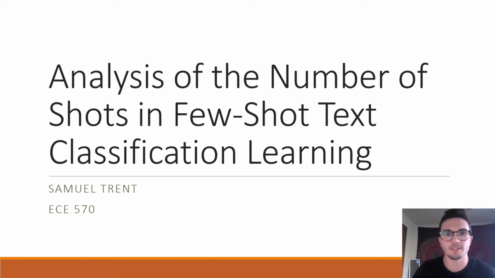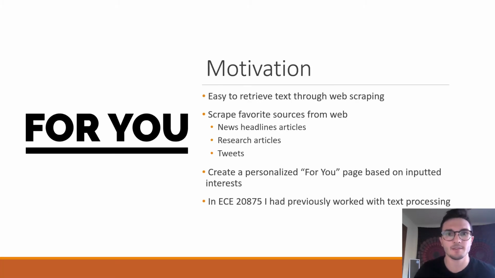Hello, my name is Samuel Trent, and for my ECE 570 project, I performed an analysis of the number of shots in few-shot text classification learning. The motivation for this idea was to be able to take text data straight from the web and classify it into categories that a user finds interesting, essentially creating a For You page for all sorts of different types of data such as news, research, and tweets.